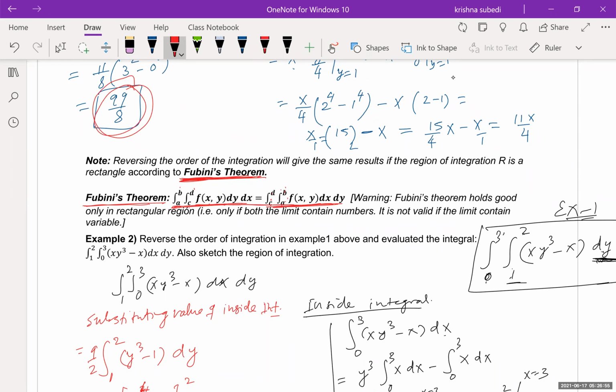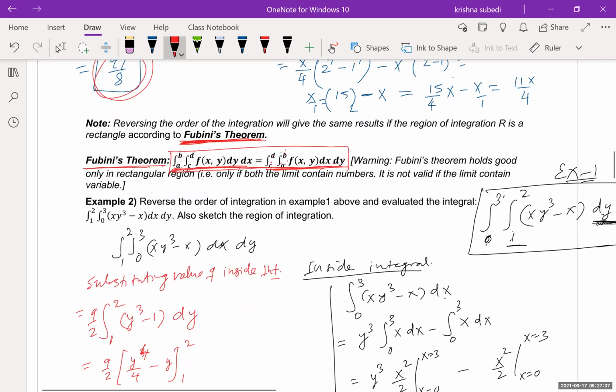Let me repeat that again. Here is Fubini's theorem. The theorem tells us that in the case of a double integral, switching the order of integration does not make any difference in the final result if the region of integration is a rectangle. In other words, if the limits involve numbers only, constants only. But if any one of the limits involves a variable, then this is not true. Keep in mind.